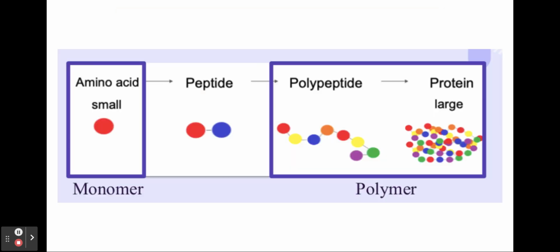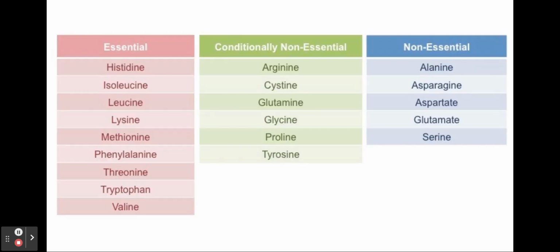Now, the monomers of proteins are called amino acids, and the polymers are called polypeptides. Now, since our body can't make certain amino acids, we have to get the nine essential amino acids by eating complete proteins, such as beef or fish or eggs. We can also eat incomplete proteins, such as nuts or seeds or beans.